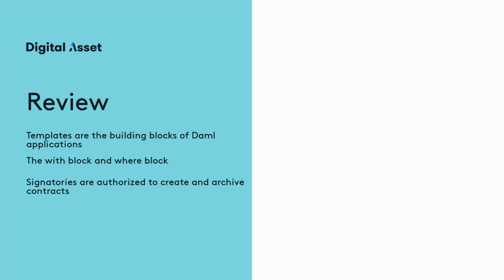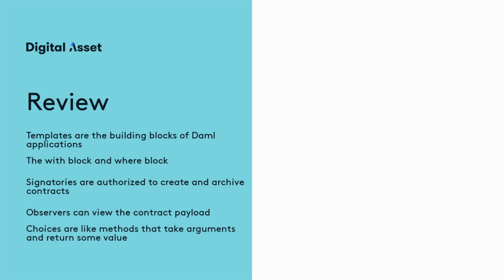We need authorization from all signatories to create and archive a contract. Observers can't create or archive the contract, but they get to view the contract payload, the data stored in the contract. Choices are like methods that take arguments and return some value. You can use consuming choices, which archive the contract, and non-consuming choices, which do not archive the contract.